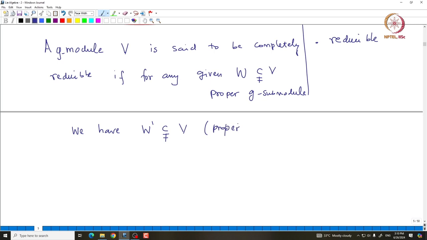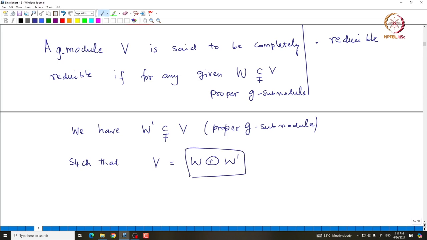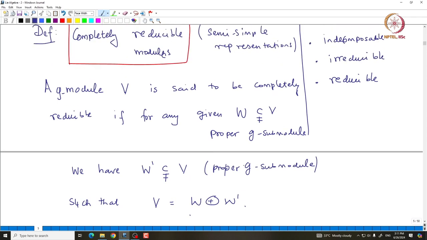So that just follows from W being proper anyway. This W dash is a proper G submodule such that V can be written as W direct sum W dash. Okay. So this is indeed a sum of vector spaces, but anyway, we are going to define the notion of direct sums. Once we know what is the direct sum of modules, then it says V is the direct sum of W and W dash. And this should be true for all proper G submodules W in V.